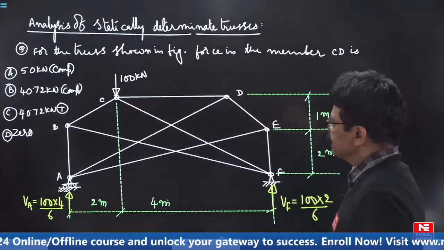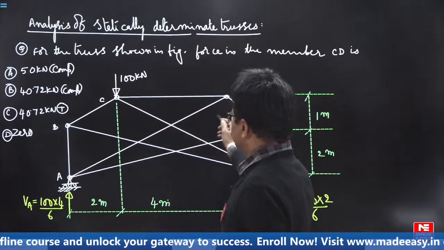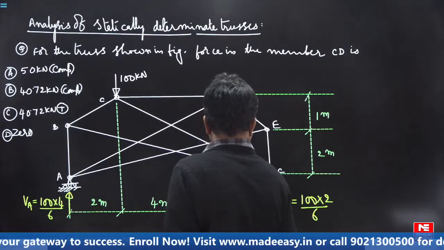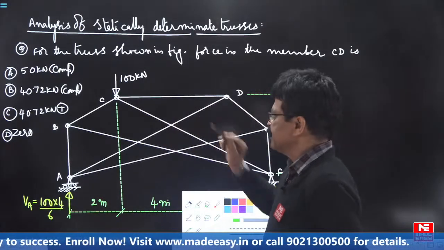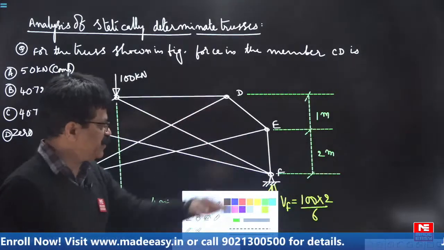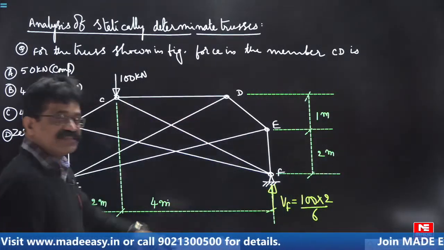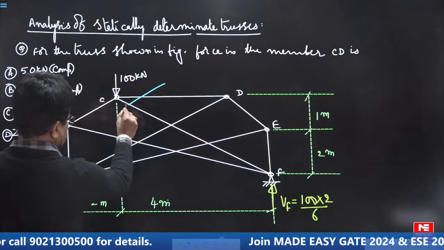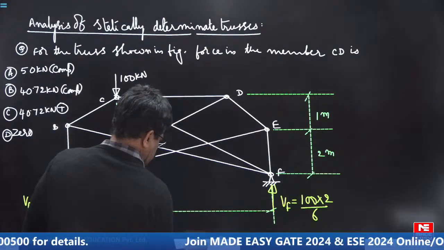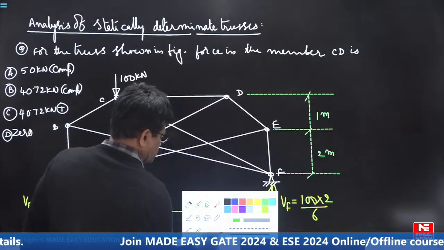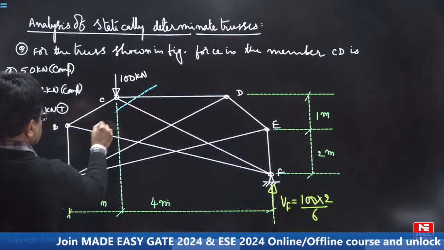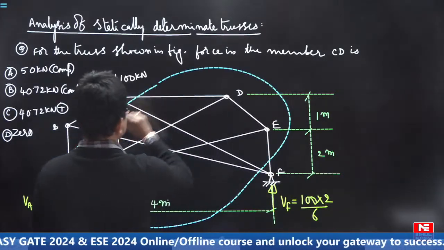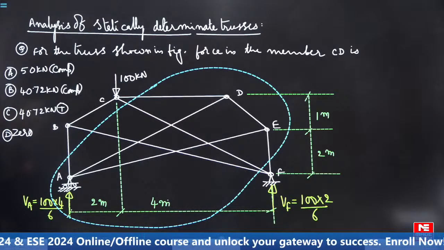But our task is force in the member CD. We are not interested in any other member. So what we do for that is, we will cut the member CD such that by inspection we will be able to find what is the force in the member CD. For that, if you decide to cut say like this, this way, like this we are cutting, let us say.